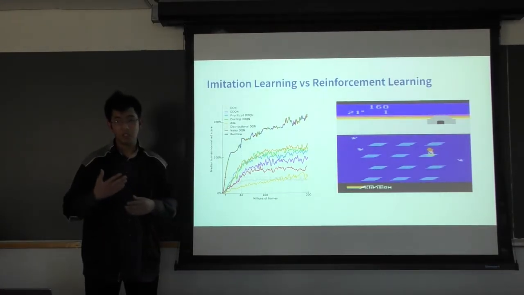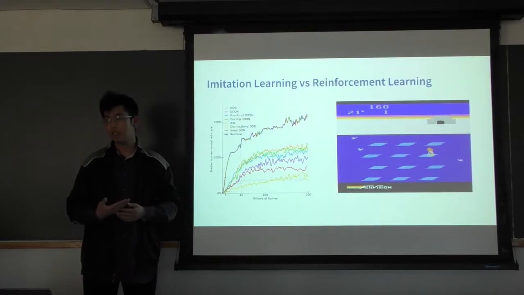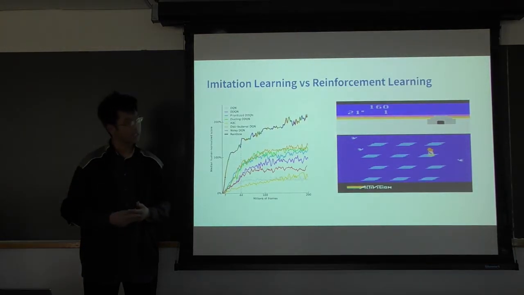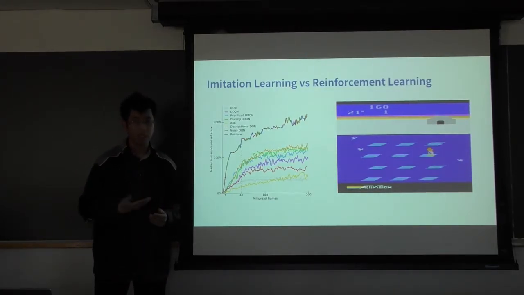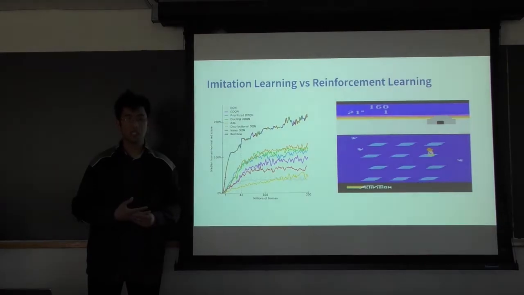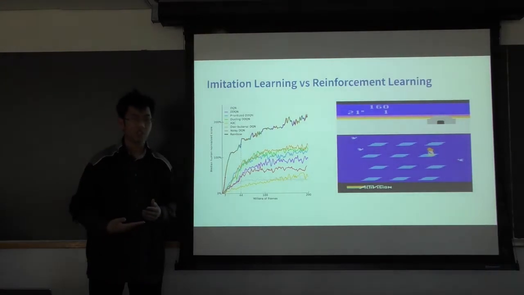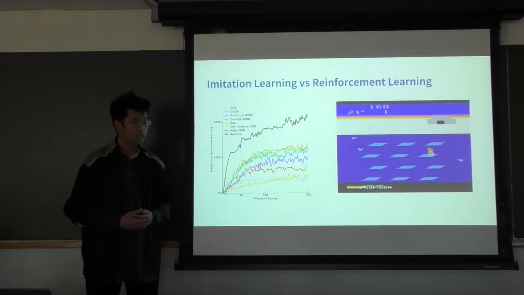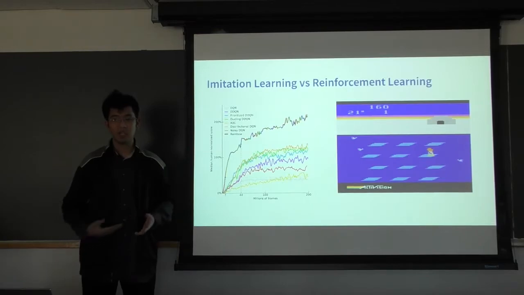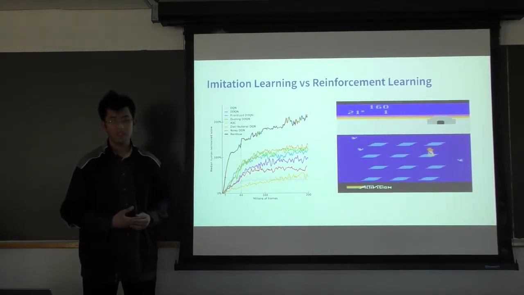It gives rise to this new branch of learning in robotics, and it's different from what was previously known as reinforcement learning. In reinforcement learning, you try to have a lot of different trials, and as the trials go on, you get a better reward function out of it.